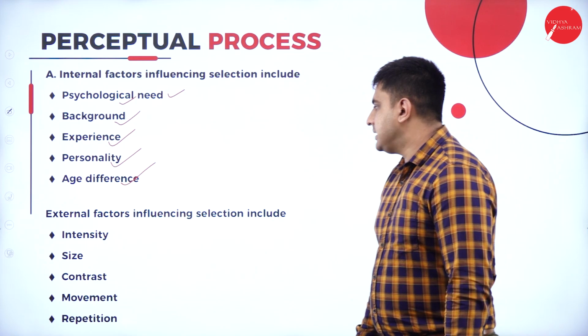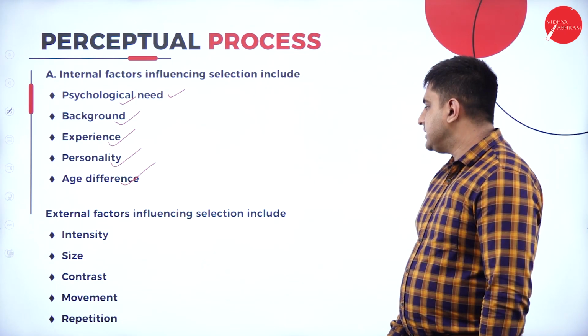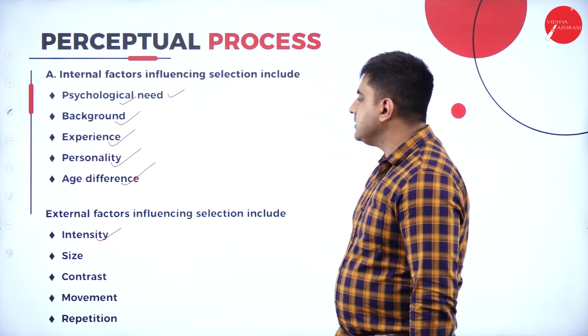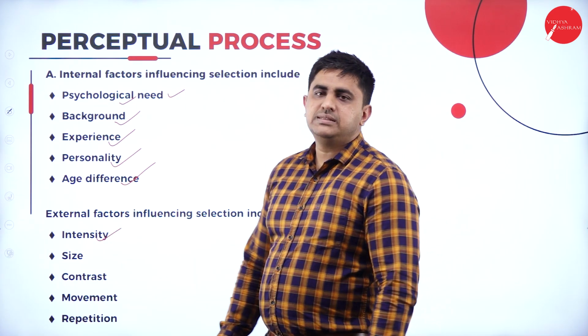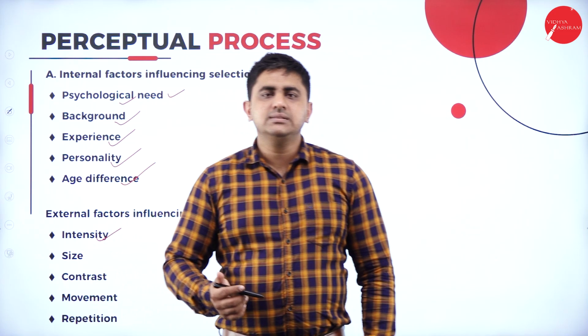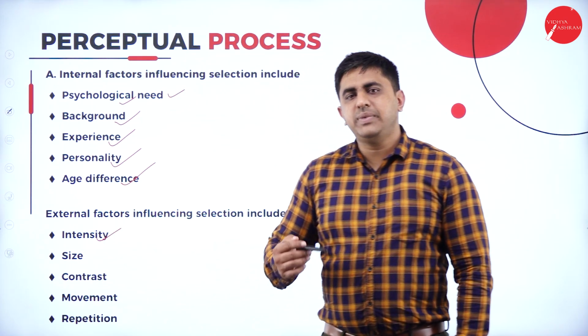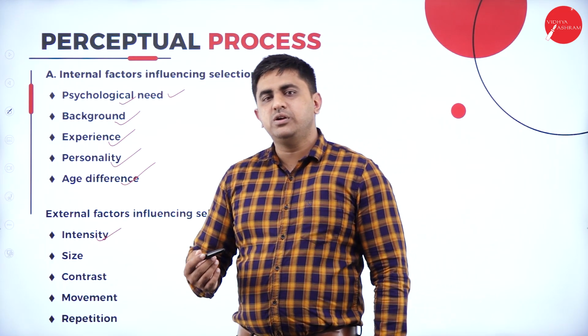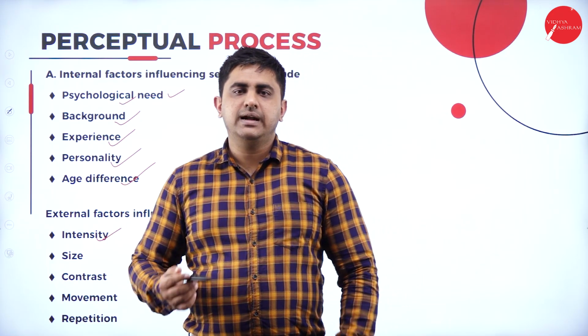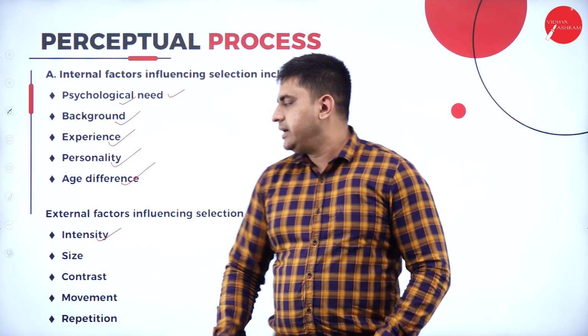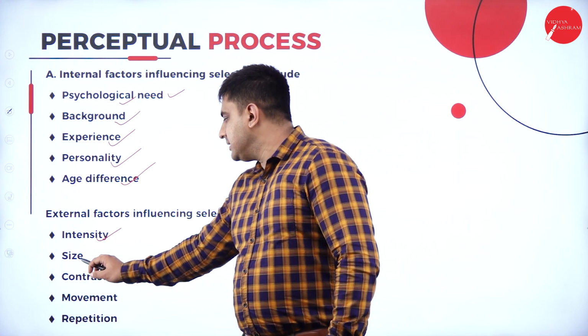Next, external factors influencing selection include intensity. These are the external factors. There are two pictures which you are looking at. One picture's quality or intensity is very good and the other picture's quality is not good. Which one do you perceive first? The picture whose quality is very good and clear. That is intensity.